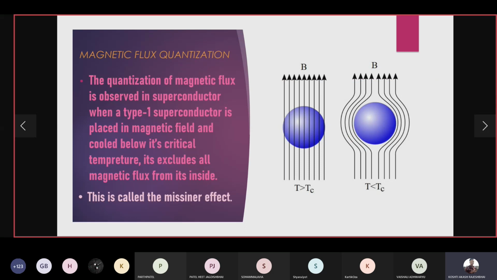Magnetic flux quantization. The quantization of magnetic flux is observed in a superconductor when a type 1 superconductor is placed in a magnetic field and cooled below its critical temperature. It excludes all magnetic flux from its inside. This is called the Meissner effect.